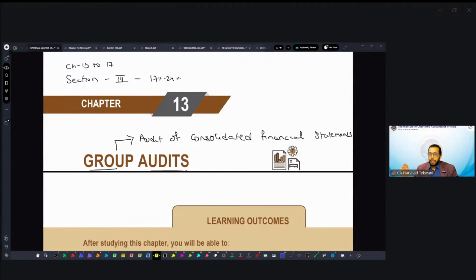See, the question that can come, not in this particular chapter but in other chapters also, may be a combination of the knowledge that you have learned in other subjects also. For example, group audit: yes, there is knowledge of financial reporting which is applicable over here, but there are other chapters where the knowledge of some other subject might come into the picture.